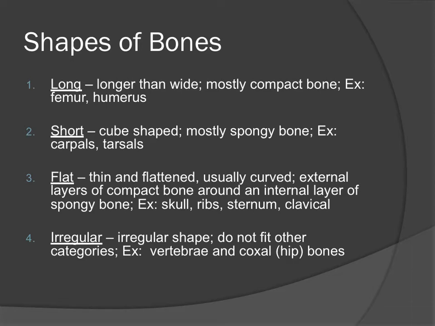Flat bones are thin and flattened, usually curved. External layers of compact bone around an internal layer of spongy bone. So your skull, your ribs, your sternum, and your clavicle would be an example of your flat bone. They serve to protect soft organs and offer a smooth surface, very optimal for muscle attachment.